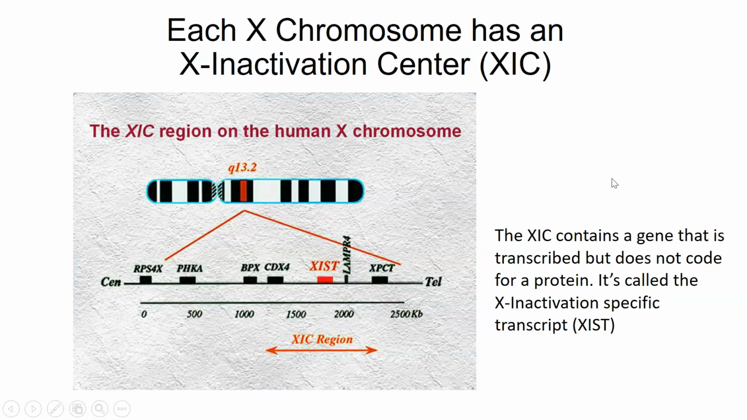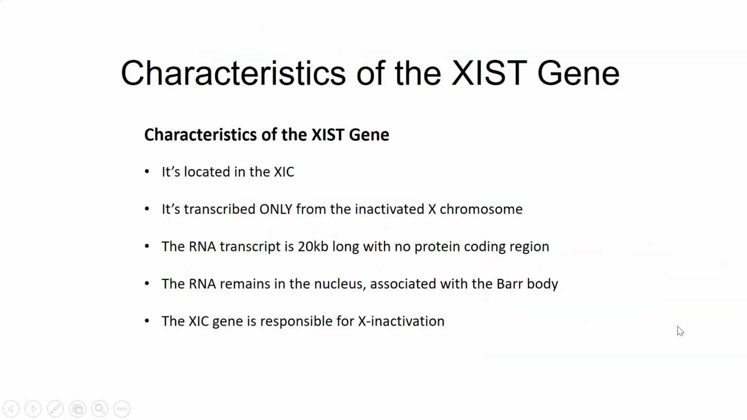How does that happen? The mechanism of X inactivation involves each X chromosome has a region called the X inactivation center, XIC, part of the long arm of each X chromosome. So this is the XIC, and there's a gene within the XIC called the X inactivation specific transcript, XIST. What is the XIST and what does it do?